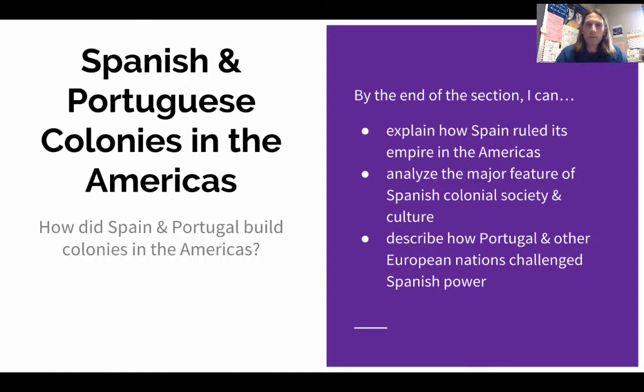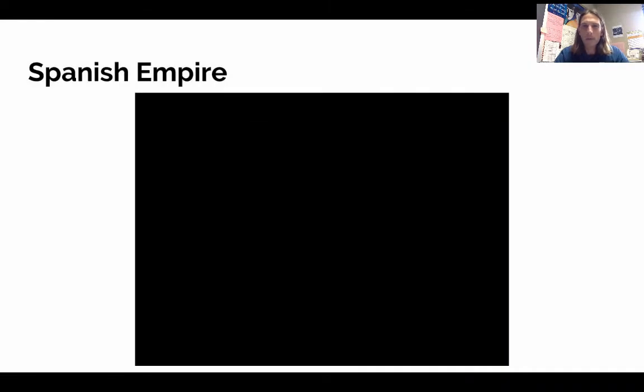Chapter 15, Section 2, the Spanish and Portuguese colonies in the Americas. How did Spain and Portugal build colonies in the Americas? Things you should be able to do by the end of the section are explain how Spain ruled its empire in the Americas, major features of the Spanish colonial society and culture, and then also how Portugal and other European nations began to challenge Spanish power.